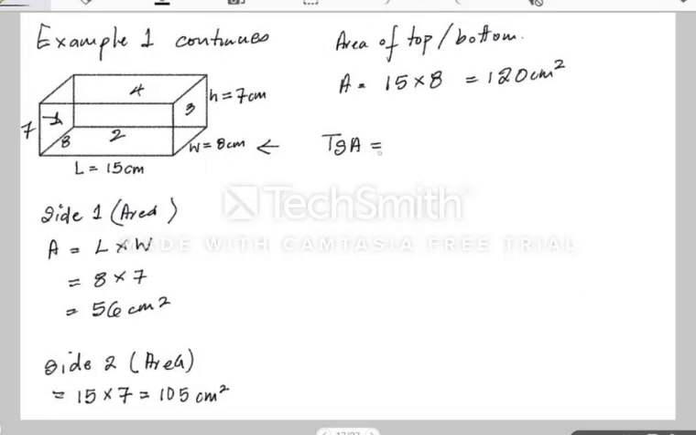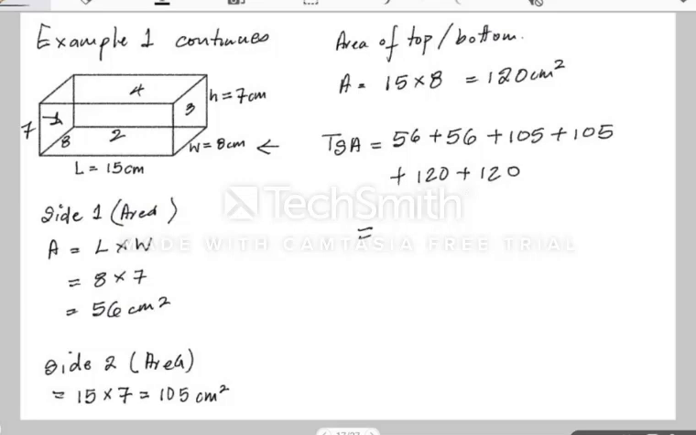So the total surface area would now be what? The area of all 6 sides, which would be 56 plus 56. Why? That's sides 1 and 3. Plus 105 plus 105, and that's sides 2 and 4. Plus 120 plus 120, and that's the area of the what? The top and the bottom.